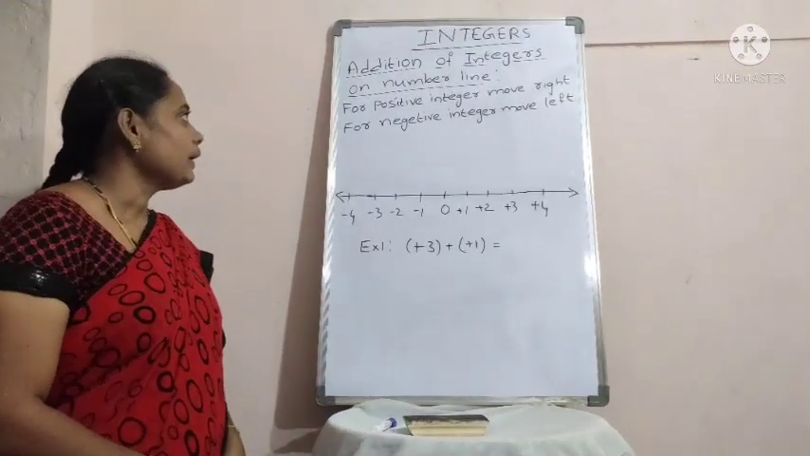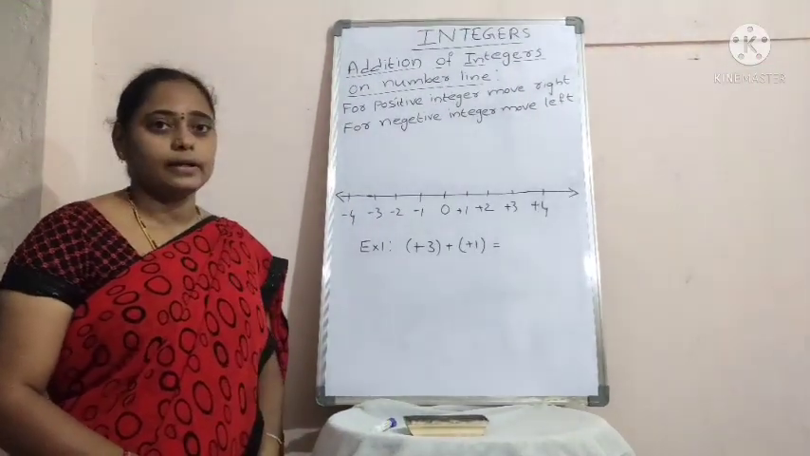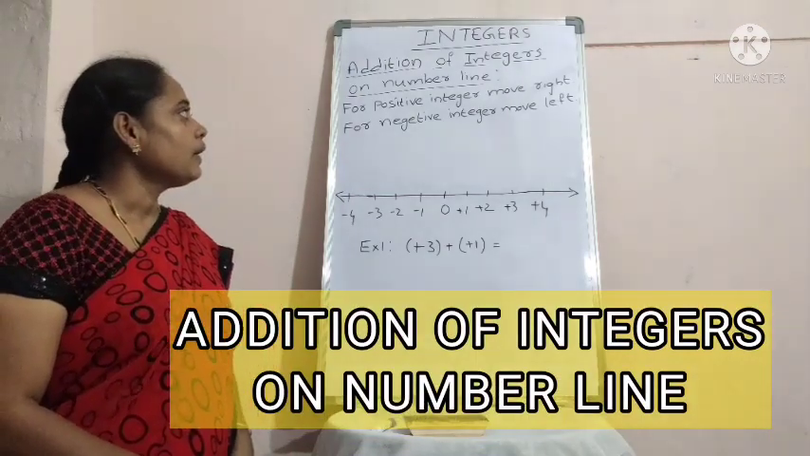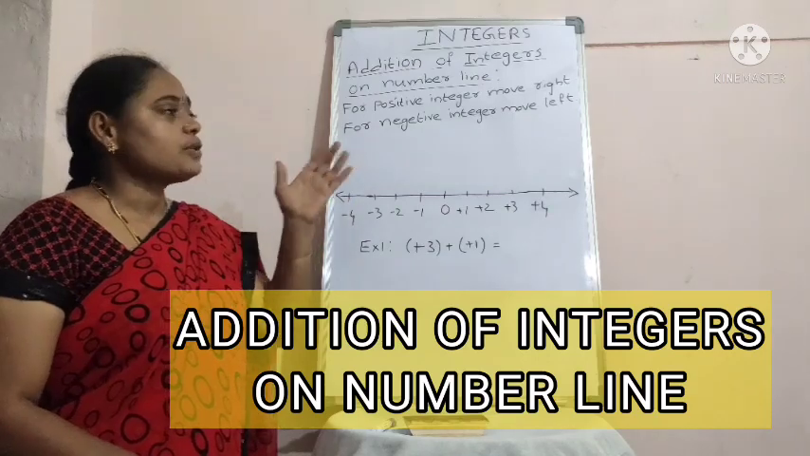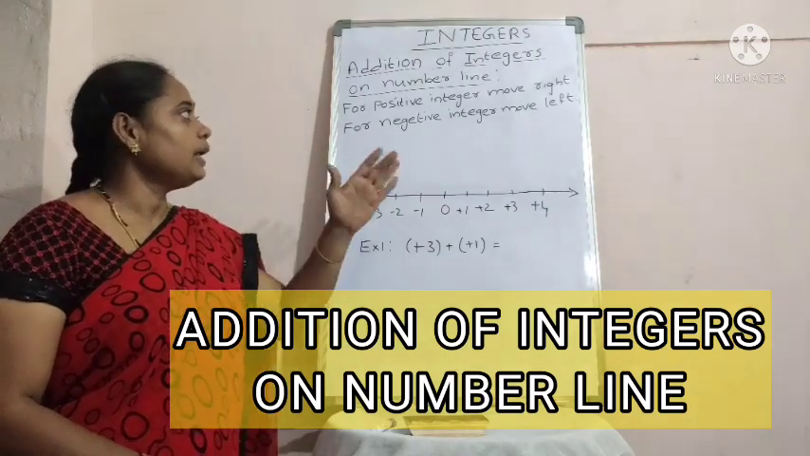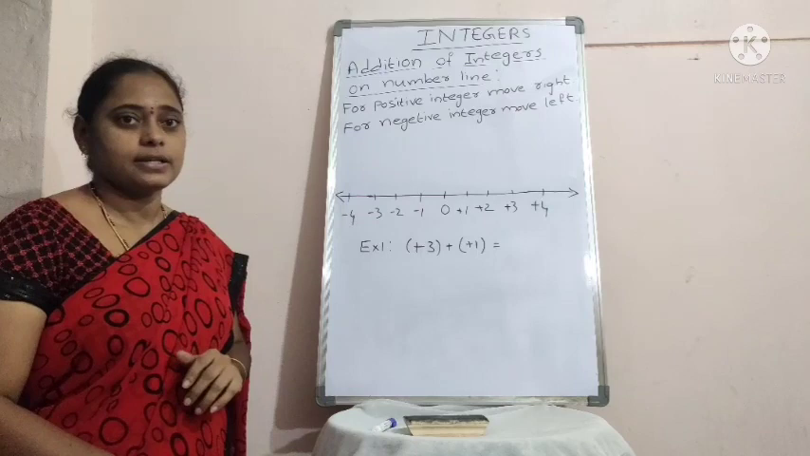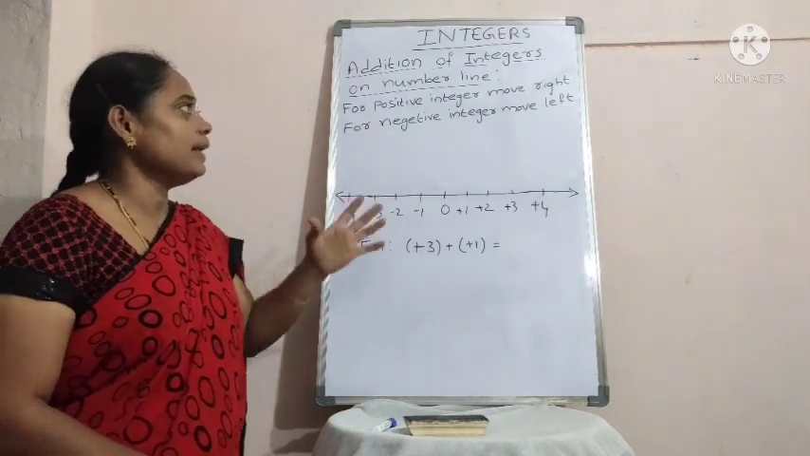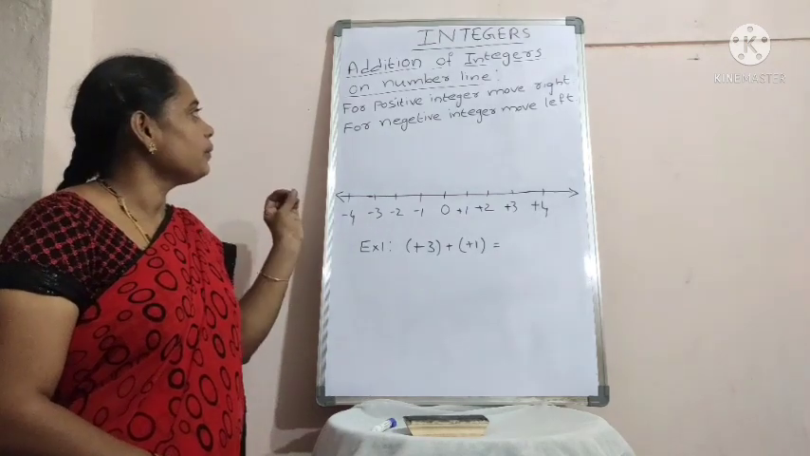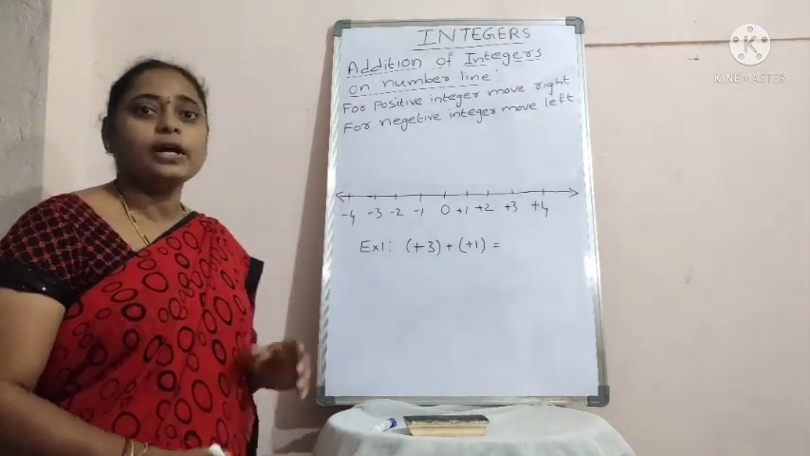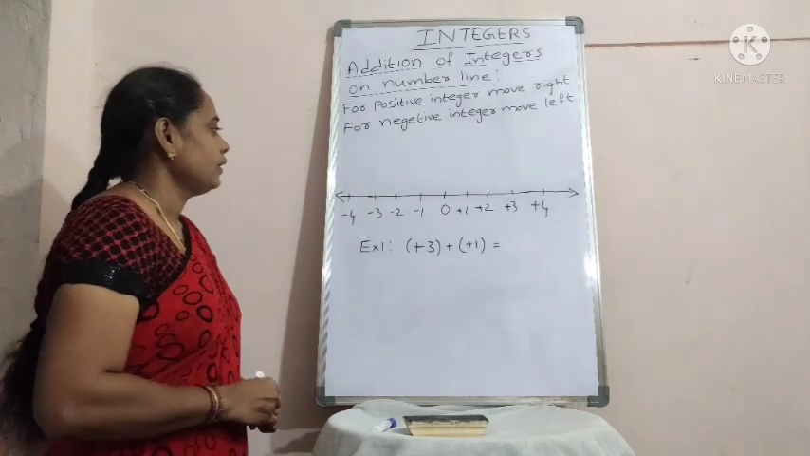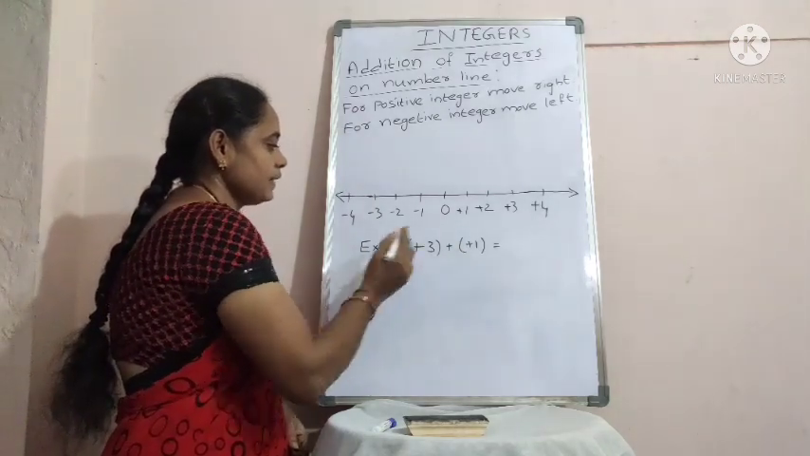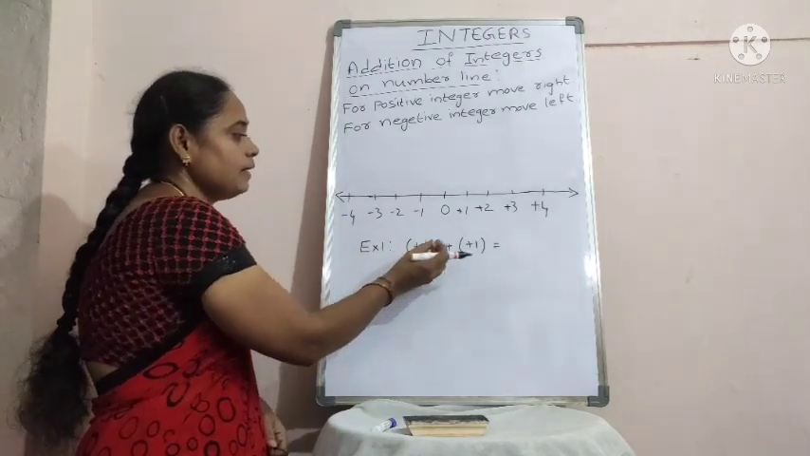Okay. Addition of integers on number line. While adding integers on number line, we move right for positive integers. We move left for negative integers. Keep these 2 points in mind. We can easily solve the problems of addition and subtraction on number line. For example, +3 plus +1. Find the sum of +3 and +1.